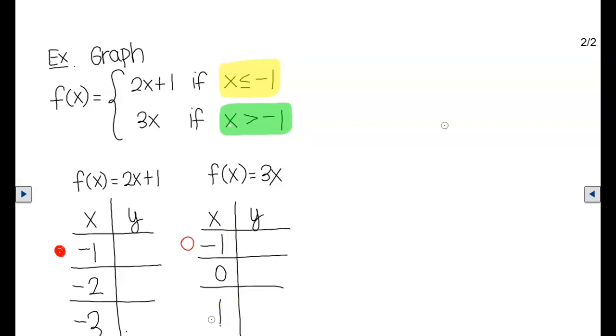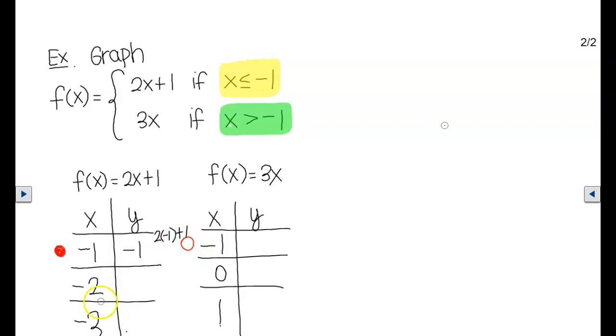All right, so now let's complete these tables. We know how to do this. We complete these tables by inputting these x's to produce the outputs, which are the y's. So plug negative 1 into this rule. You're going to do 2 times negative 1 plus 1. 2 times negative 1 is negative 2. Negative 2 plus 1 is negative 1.